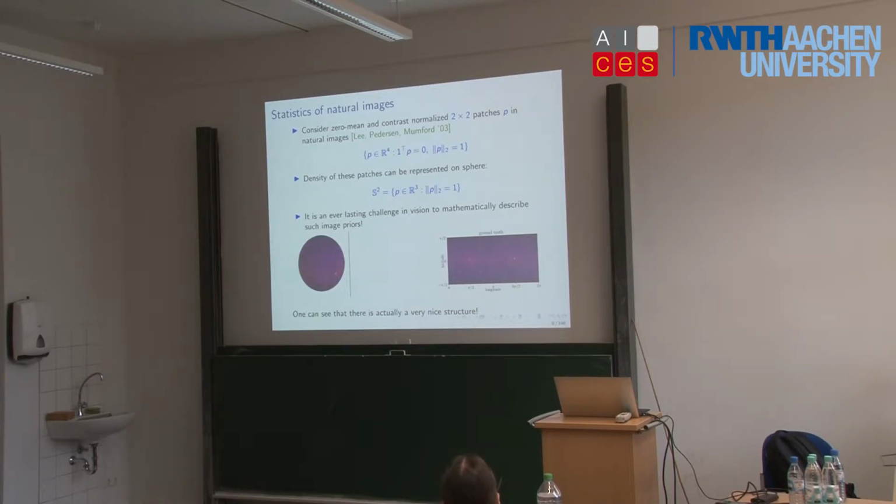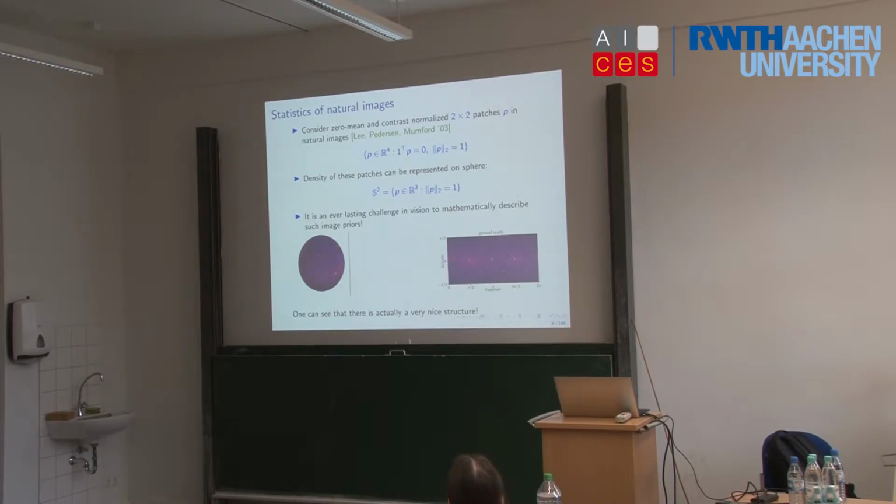Mumford is a big name in vision. He came from mathematics, from algebraic geometry, and he also received a Fields Medal in mathematics. Then at some point in his career he turned to vision, and he made a lot of very nice contributions in vision. We will later come back to one of his works.